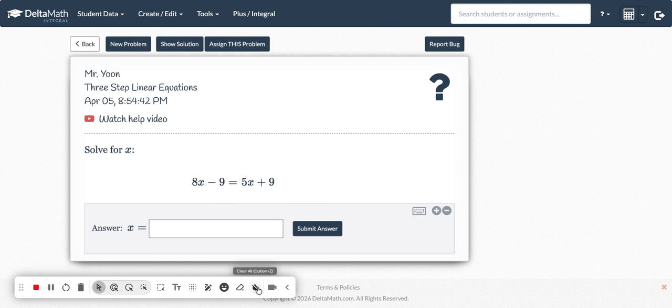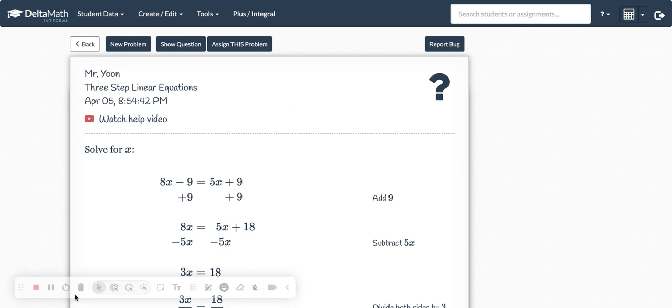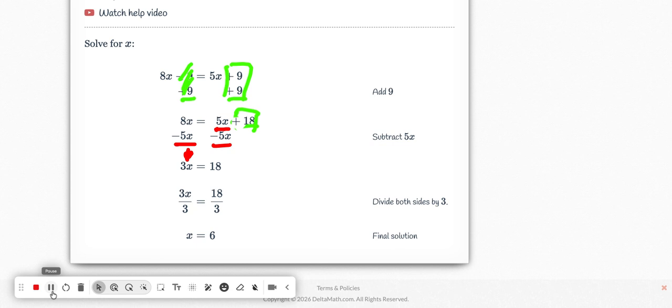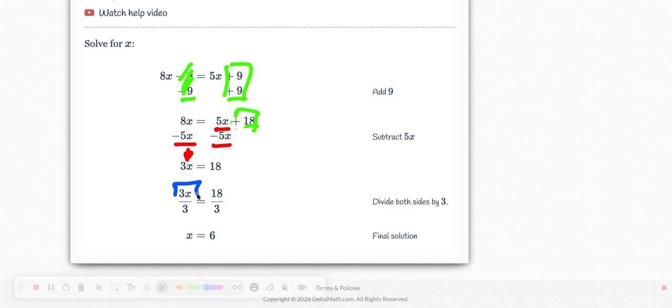So let's look at how Delta Math solves it. Just like we said, add 9 to both sides. That way this goes away, and this becomes 18, positive 18. And then you get rid of the 5x by subtracting 5x from both sides. Okay, then you get 3x equals 18. And then the final step, once you have one term with x and just a number on the other side, divide by 3.